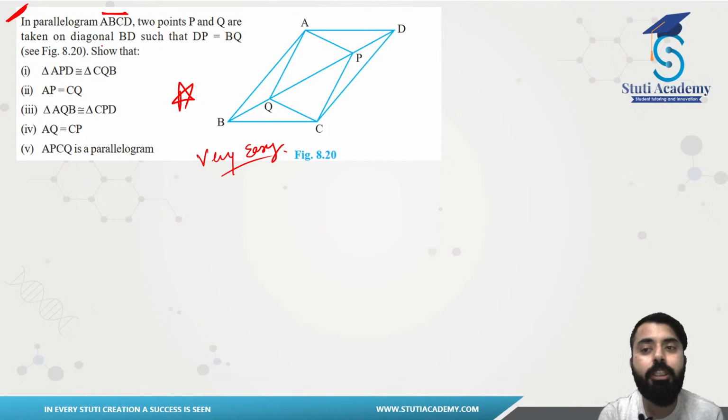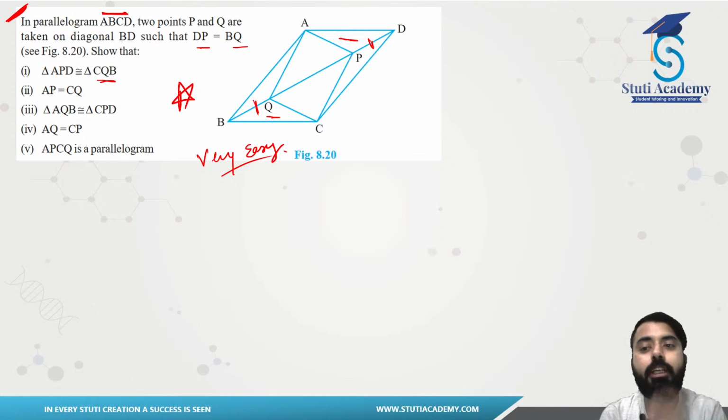Two points P and Q are taken on the diagonal BD. See, we have the diagonal BD. Two points are P and Q on it, such that DP is equal to BQ. We have to show that triangle APD is congruent to triangle CQB.